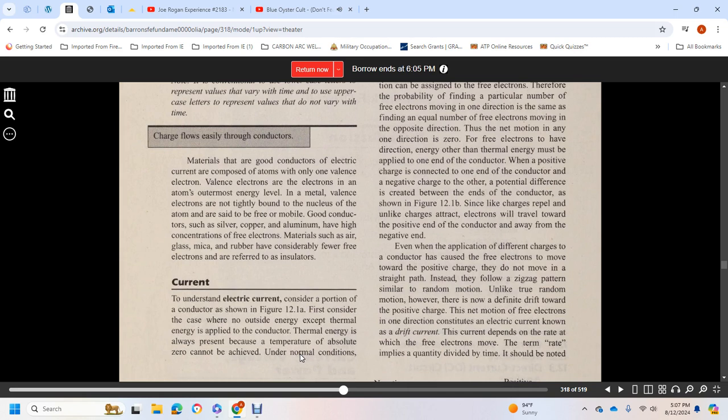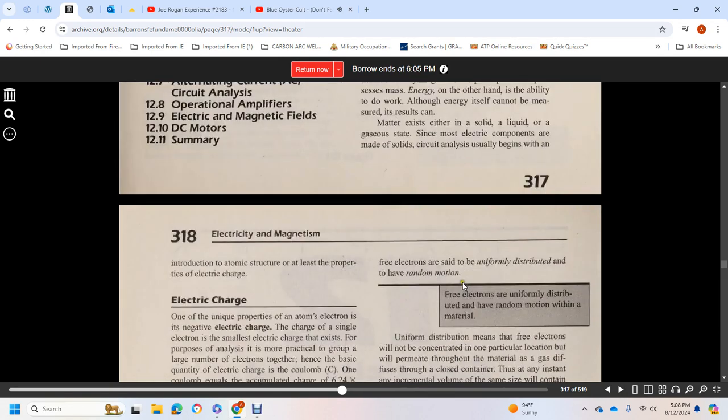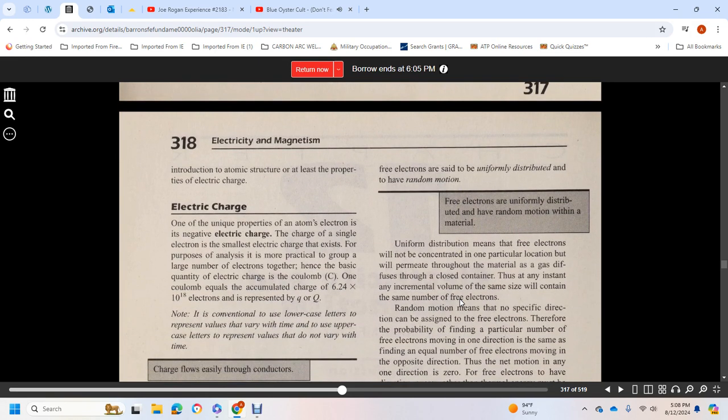Current. To understand electrical current, consider the portion of the conductor shown in Figure 12.1a. First, consider the case with no outside energy applied except the thermal energy in the conductor. Thermal energy is always present. Because the temperature of absolute zero cannot be achieved under normal conditions, the free electrons are said to be uniformly distributed with random motion. Uniform distribution means free electrons will not be concentrated in one particular location; they permeate through the material, like a gas that diffuses through a closed container.